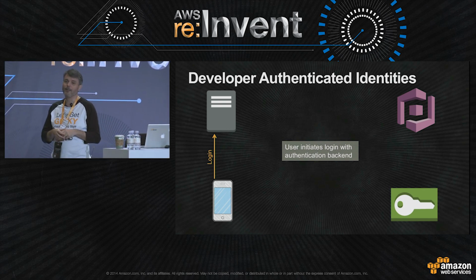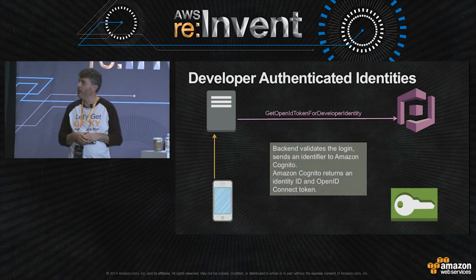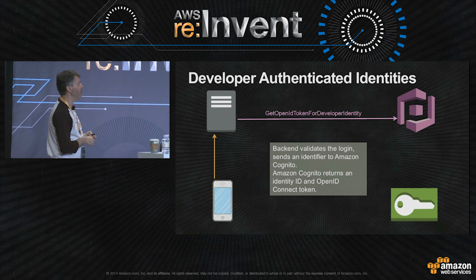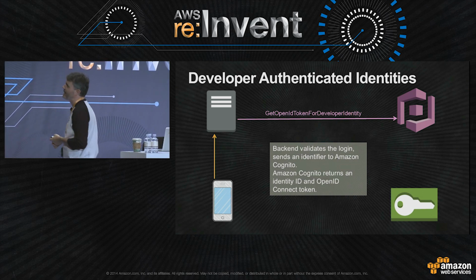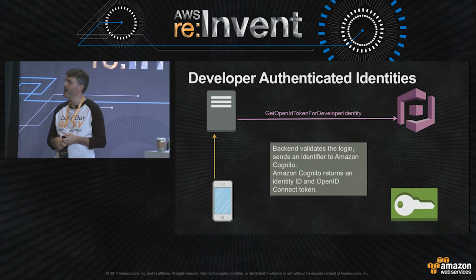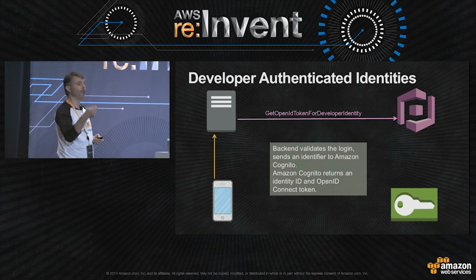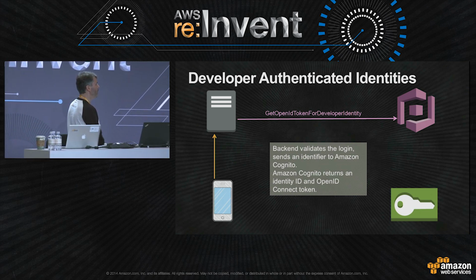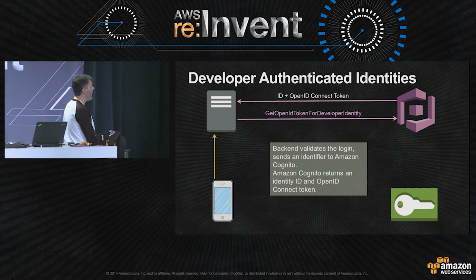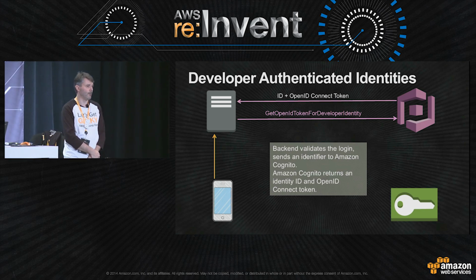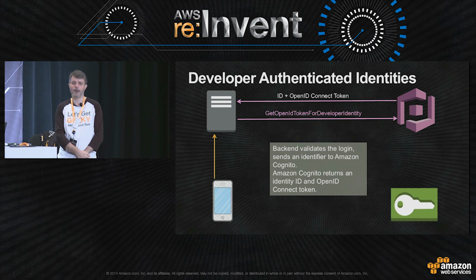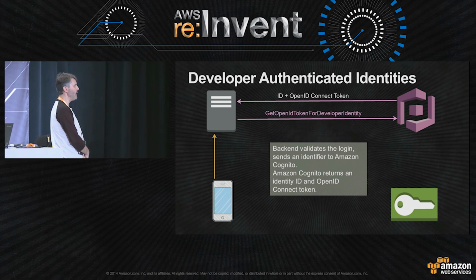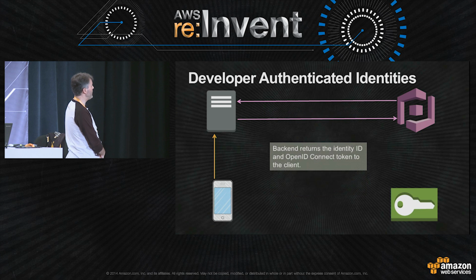Once the user is authenticated, on the server side, you need to make an API call to Cognito. And that API call is GetOpenIdTokenForDeveloperIdentity. So to that call, you will give your user ID, your server-side generated user ID for the user that you have just authenticated. Cognito will answer you with the Cognito ID, so the stable identity generated by Cognito, and an OpenID Connect token. So you respond to your mobile user with the Cognito identity and the token that you have received from Cognito.